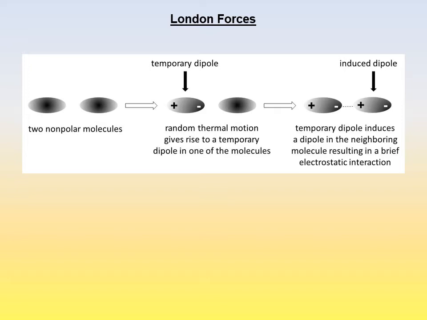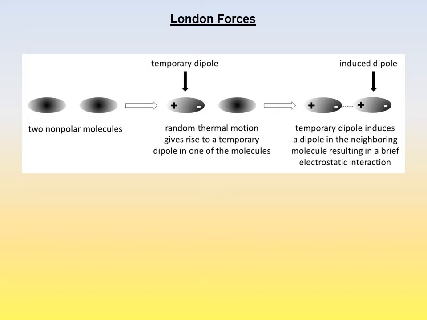That temporary dipole induces a dipole in the neighboring molecule, simply because the negative end of the temporary dipole attracts the nuclei and repels the electron cloud, and the positive end attracts the electron cloud of the neighboring molecule and repels the nuclei. And so this temporary dipole induces dipoles in neighboring molecules. And then these two dipoles or more attract each other through electrostatic interactions.